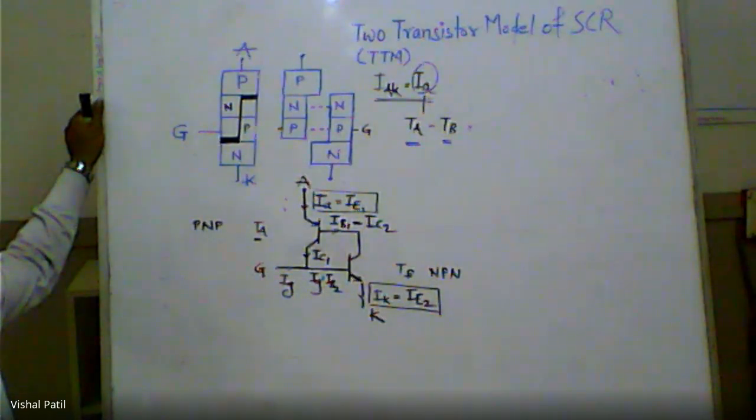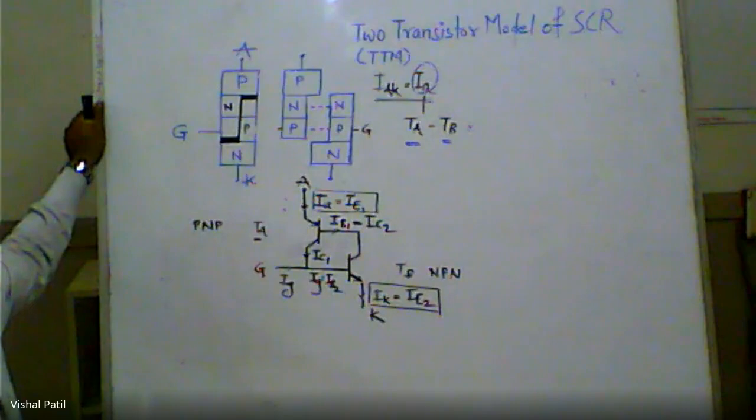That is, the SCR behaves as if there are two transistors. So what is that? Which parameter? Can anybody tell me? And for that only we are discussing this point.